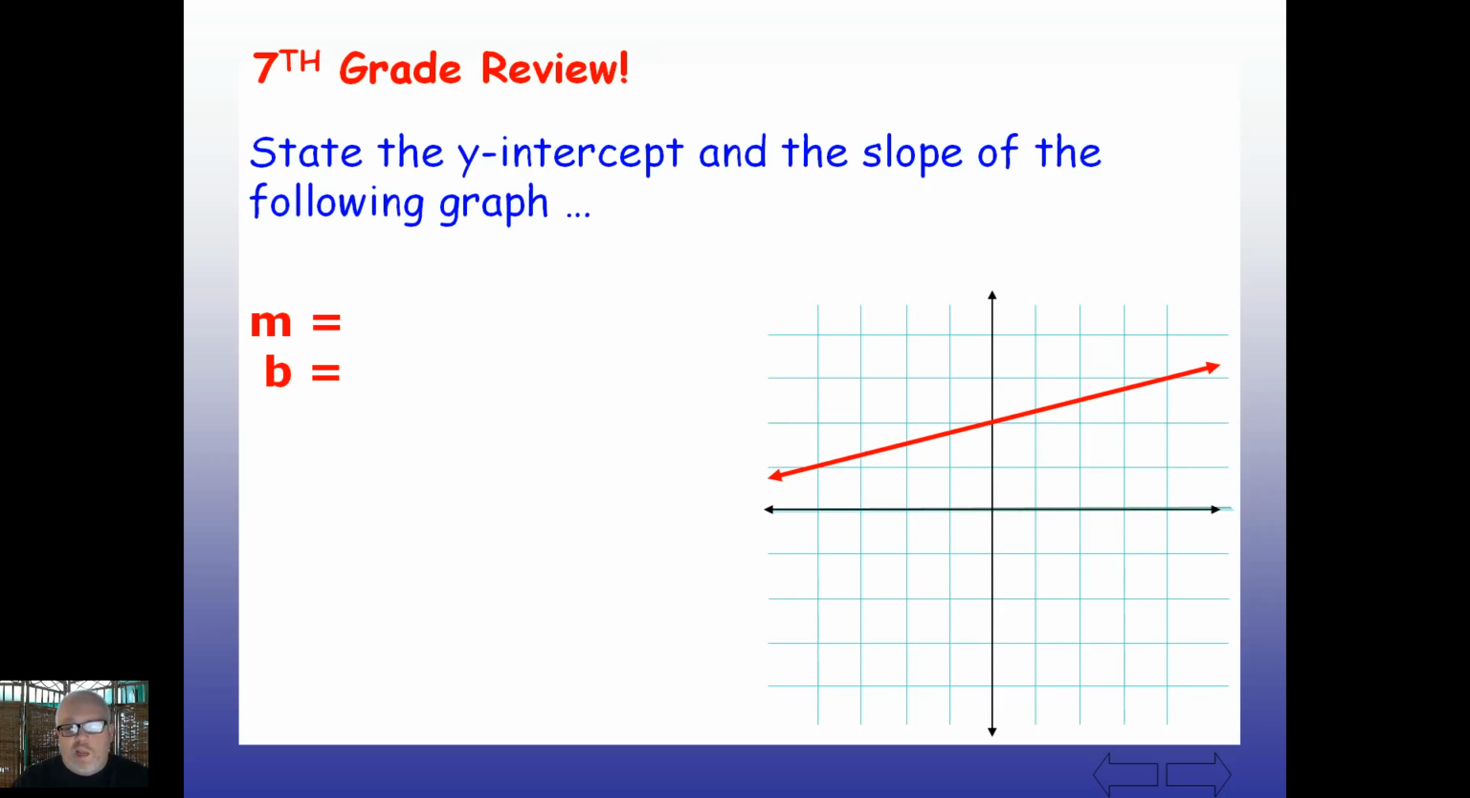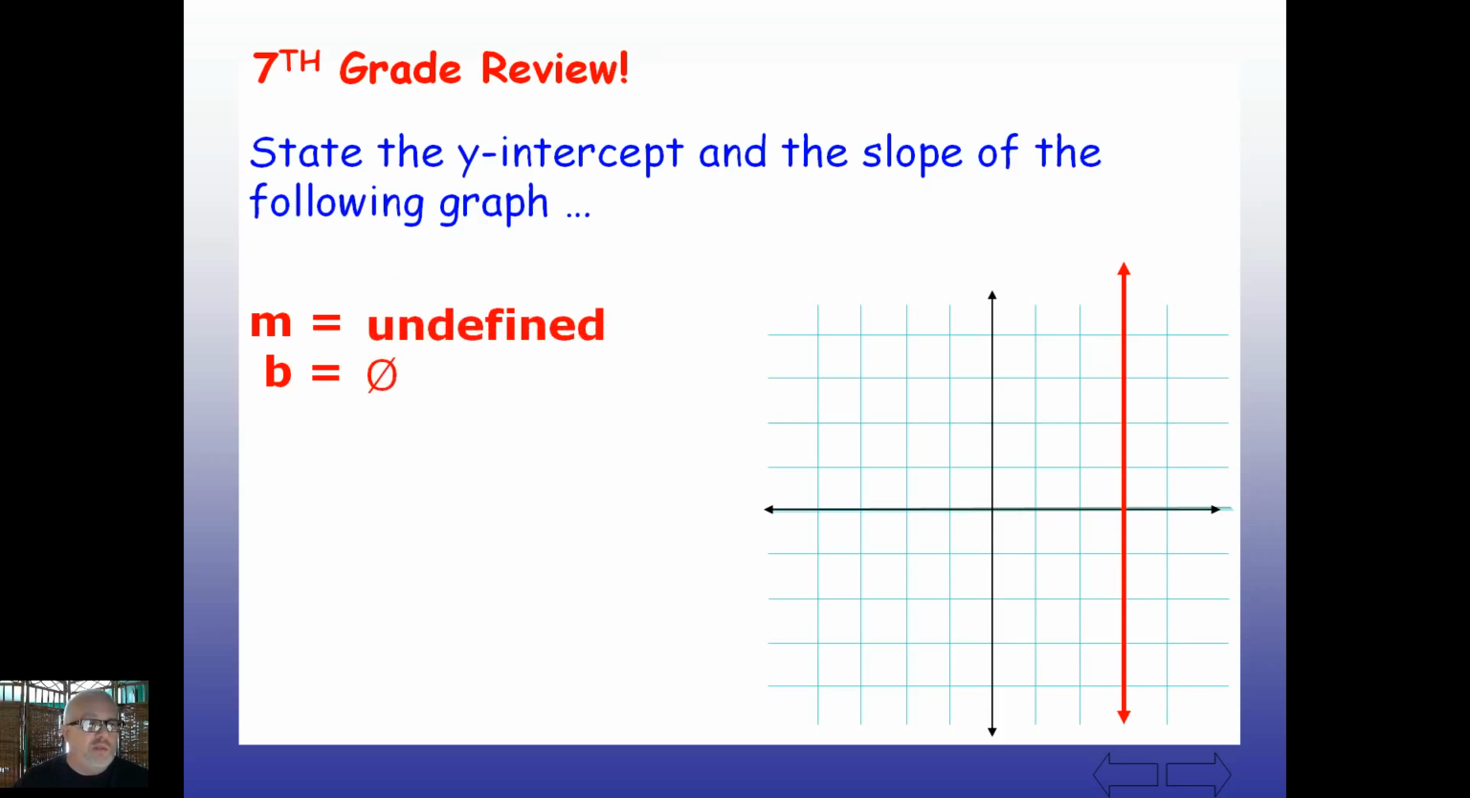How about this then? I have a positive slope of 1 over 4 with a y-intercept of 2. Good, I hope you had that. How about this one? We have a vertical line, straight up vertical line. We know we've got a couple of things here. First of all, does it seem to touch the y-axis at all? Well, this vertical line set at x equals 3 is never going to touch the y-axis, so there is no y-intercept. Moreover, because it's a vertical line, we have an undefined slope. So the y-intercept would be the empty set, and the slope would be undefined.